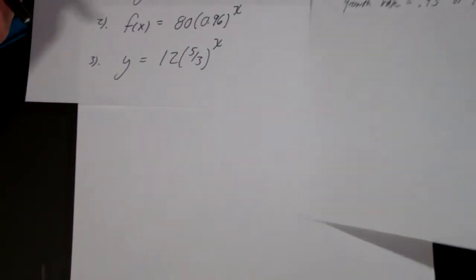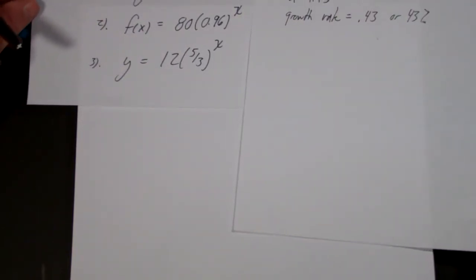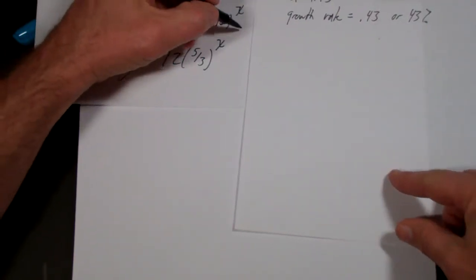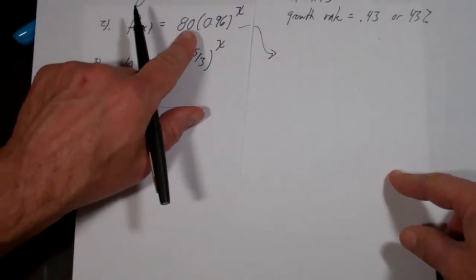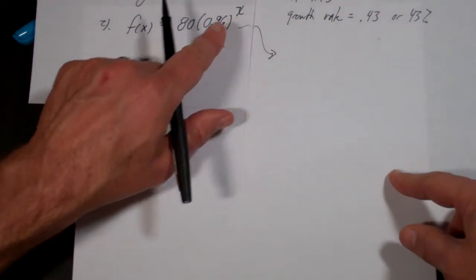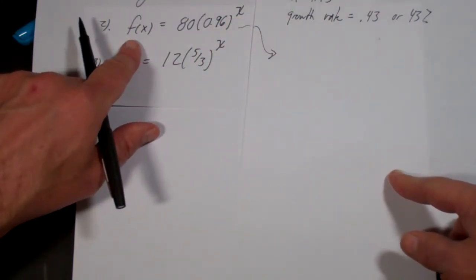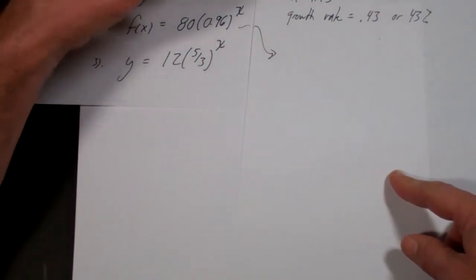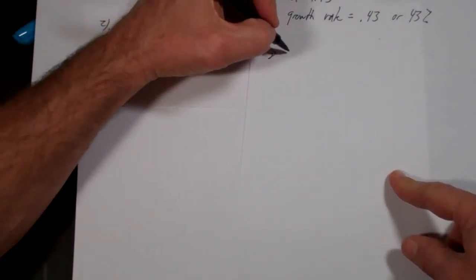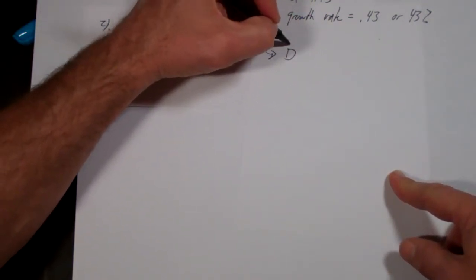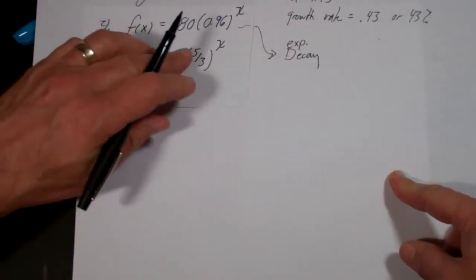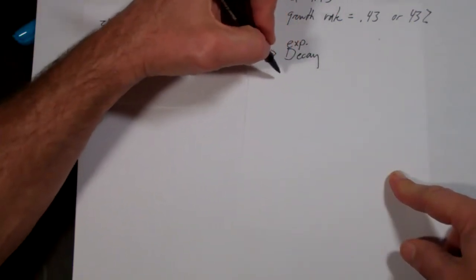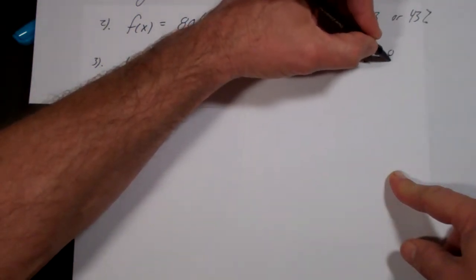The second problem, you were asked to figure out f of x is equal to 80 times 0.96 raised to the x. Now f of x and y mean really the same thing here. Here, this is actually a decay, exponential decay. And the starting value is 80, right?